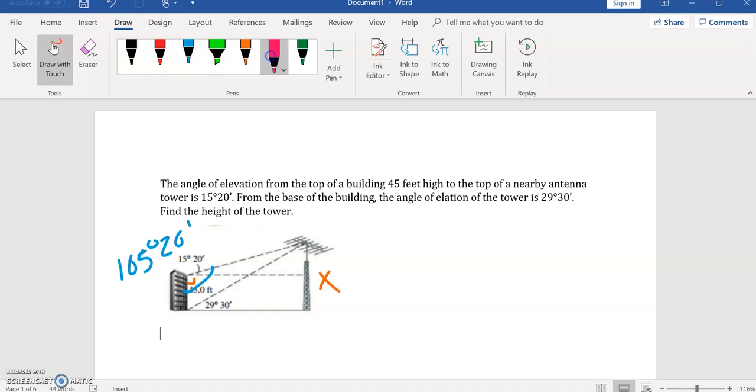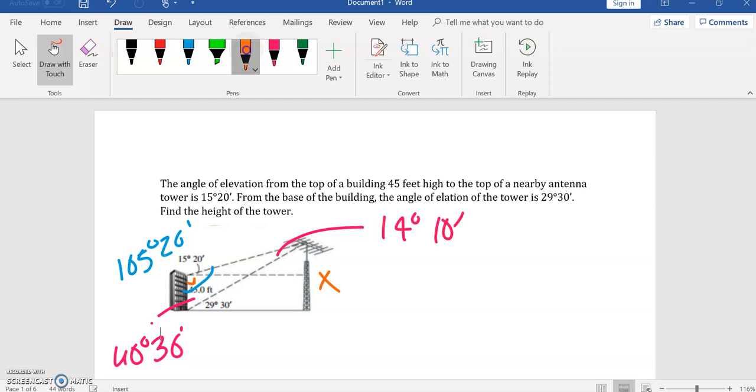This angle right in here, that's a right angle, so that's 90 minus 29.5, which leaves me with 60 and a half degrees. And then this third angle up here is 180 minus these two, which will give me 14 degrees, 10 minutes. At this point, all I've been doing is constructing angles, okay?